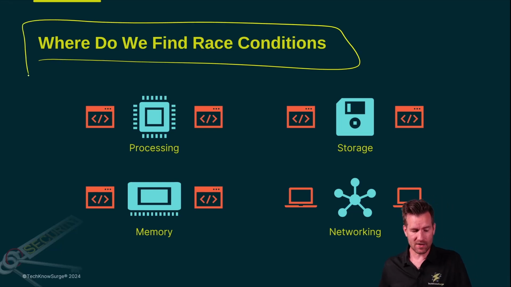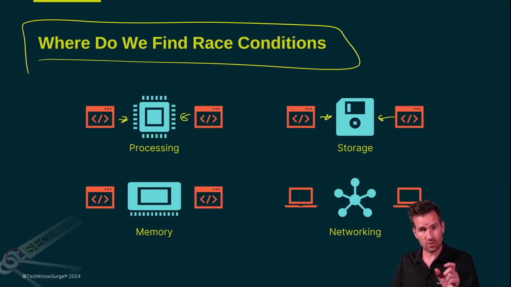Well, I just mentioned processing. Processing happens where maybe they're processing data at the same time and they step on each other's toes. Or it could be storage. They could try to store the same file at the same time and cause a conflict. I've seen this with programs like Dropbox or OneDrive, or different programs that share resources, where you have syncing issues. That would be an example of that.